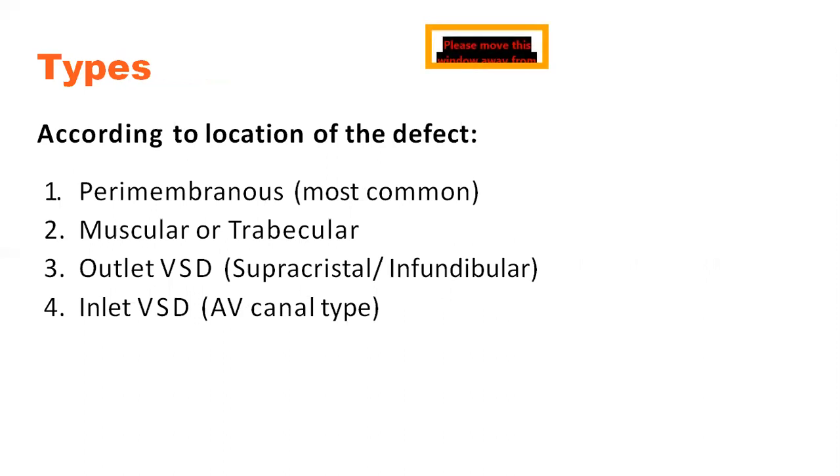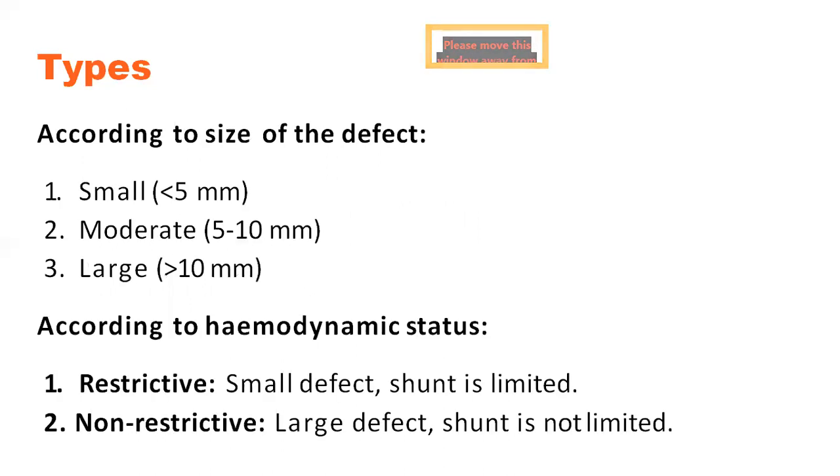Now, we do have a classification for that also. It is based on the location of the defect. It can be perimembranous, which is the most common type, muscular or trabecular, outlet VSD, and inlet VSD are also its types. Also, the size matters here. So small, moderate, and large sizes can be compared. Small ones are around 5 mm and the larger ones would be more than 10 mm. The ones which lie between them are categorized as moderate.